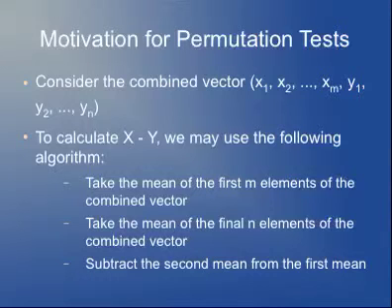So, what if you combine both the x's and the y's into one long vector, and to calculate x bar minus y bar, you can do the following. You take the mean of the first m elements, i.e. x1, x2 up to xm, and then take the mean of the final n elements, i.e. y1 up to yn, and then you subtract the mean of the final n elements from the mean of the first m elements to get x bar minus y bar in general.